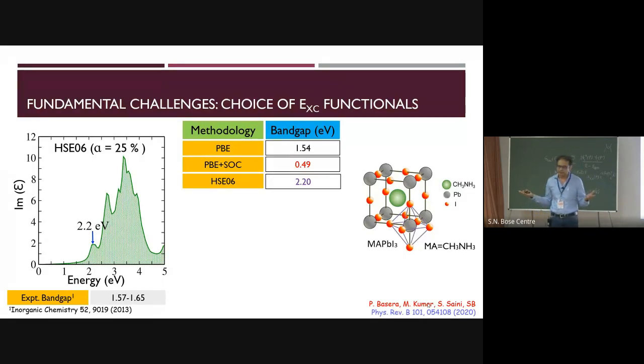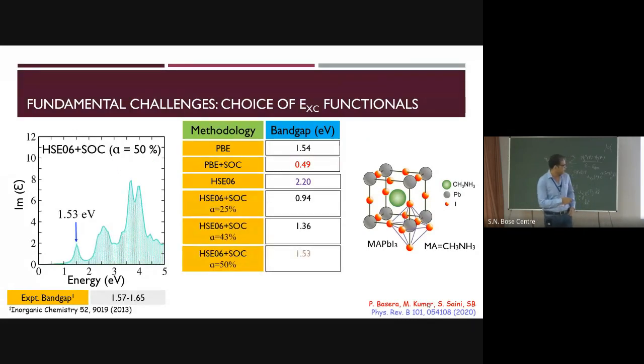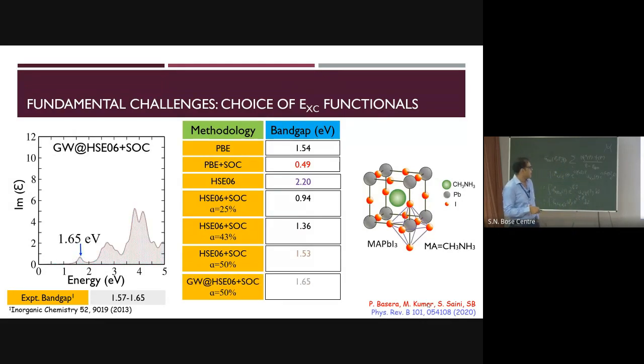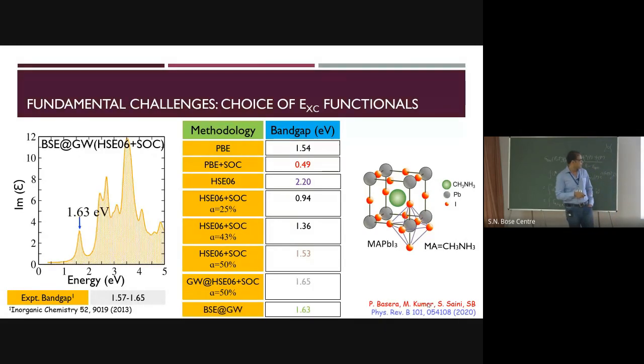But that doesn't mean that you should do it without including them. Now, if you want to make things better by tuning the alpha parameter of HSE06, you can make things like this. If you want to make things even better, you add GW on top of this and you get this, but still the exciton feature is not there. That comes once you add BSE on top of this. Then only you get everything absolutely correct.